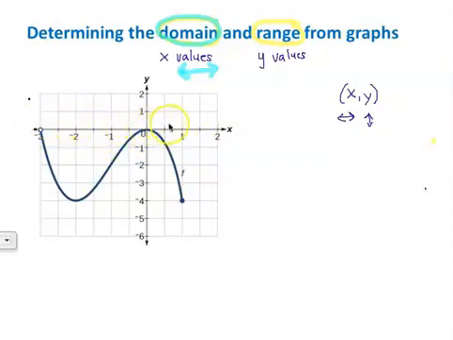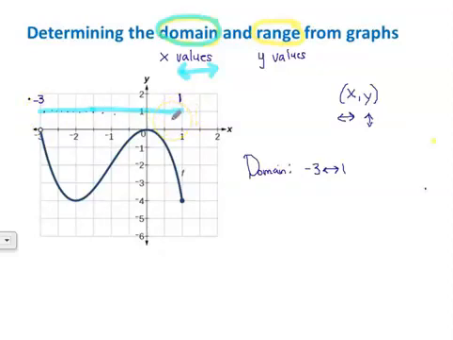So if we look at our graph, remember, we want to look at all the possible x values, and it ranges from, looks like -3. We can have x values that go from -3 all the way up to +1. So our domain looks like it ranges from -3, and it can go all the way up to +1. So our x values can be anywhere from -3, they can be any point, all the way to +1.